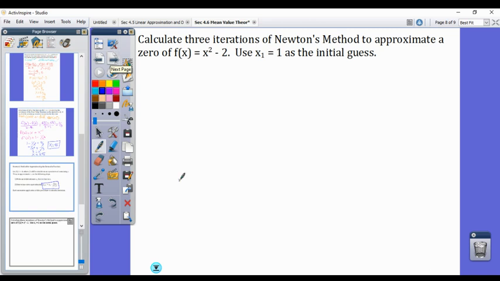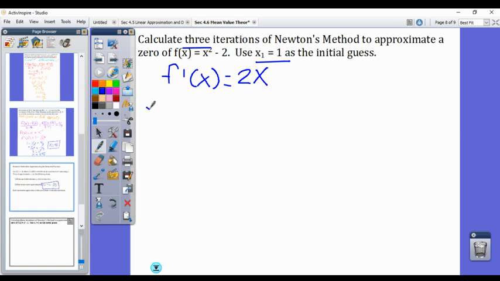Okay, so we are going to calculate 3 iterations. That means I have to do this 3 times for the function f of x equals x squared minus 2 using a starting value x1 equal to 1. Okay, so before I do this, I need my derivative, which is 2x. Okay. And we're starting with 1. All right, so I'm going to write my formula down first.